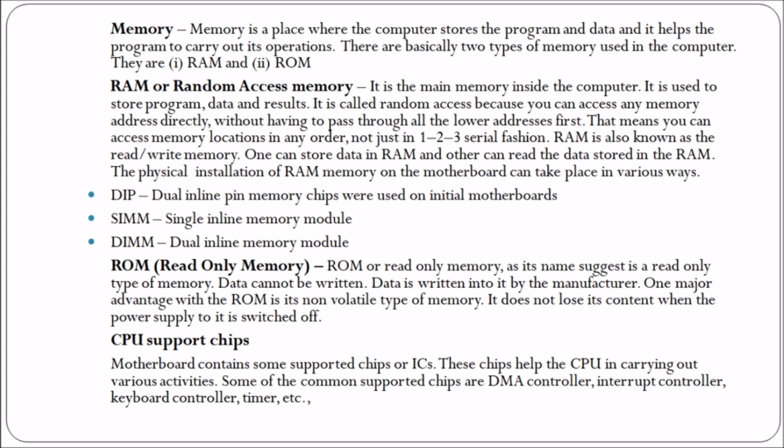It is called random access because you can access any memory address directly without having to pass through all the lower addresses first. That means you can access memory locations in any order, not just in 1, 2, 3 serial fashion. RAM is also known as read or write memory. One can store data in RAM and another can read the data stored in the RAM.